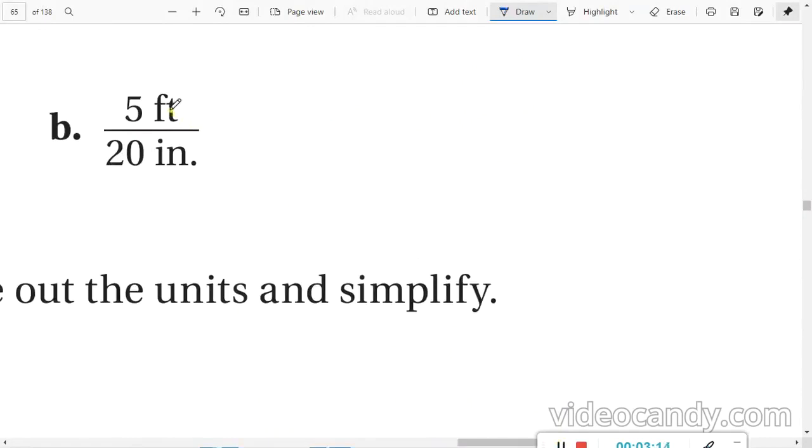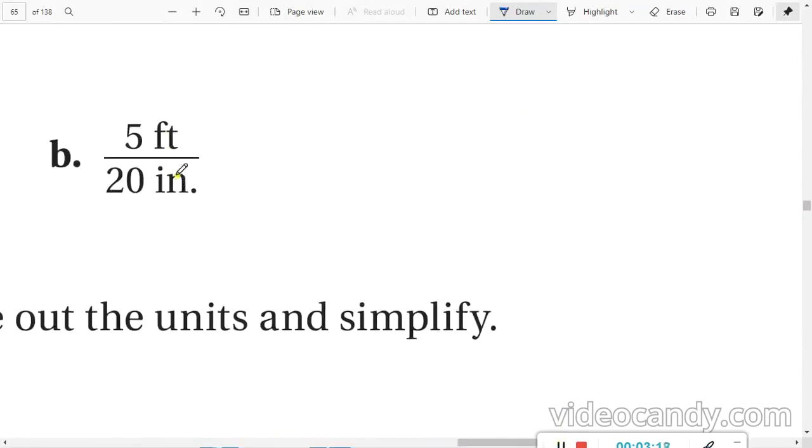Okay, part B, the units here do not match. So you need to convert the units. All right, we know that 1 foot is the equivalent of 12 inches. Okay, so I am going to multiply the top by 12.